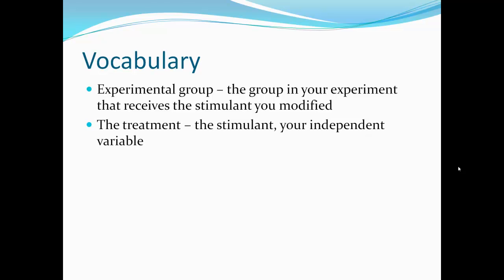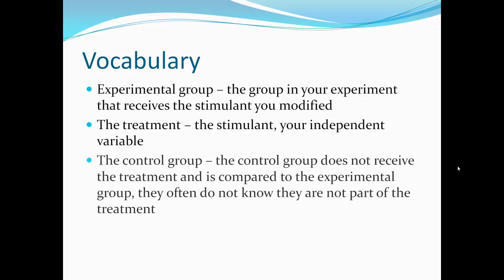The treatment. This is the stimulant. It is also your independent variable. Basically, in the example stated before, the treatment would be considered the new heart medication you were testing. The control group. This group does not receive the treatment and is compared to the experimental group. They often do not know that they are part of the treatment.